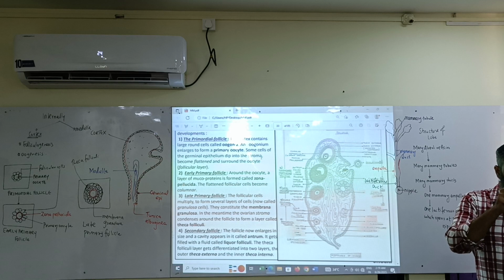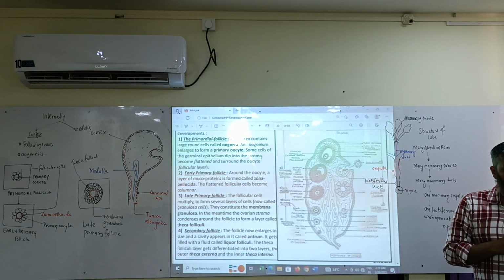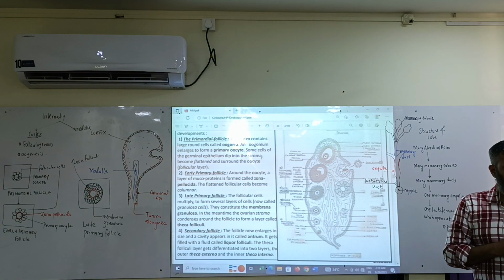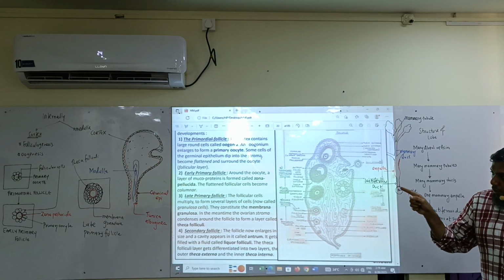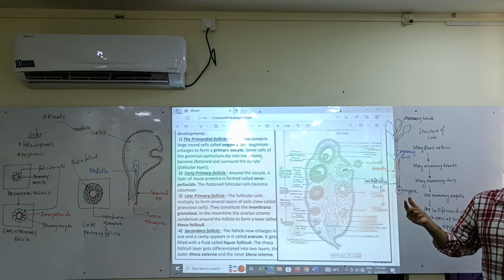Now what change came in the primordial follicle? The primary oocyte got covered by zona pellucida. Is it a cellular or non-cellular layer? What did I say? It's a non-cellular layer which is called zona pellucida. So now what do we have? Primary oocyte, zona pellucida, followed by follicular cells, called the early primary follicle.